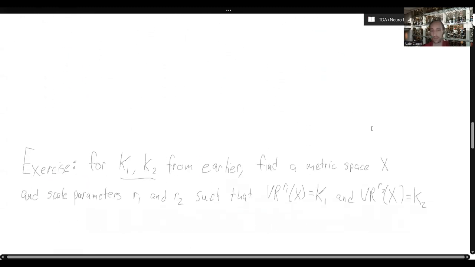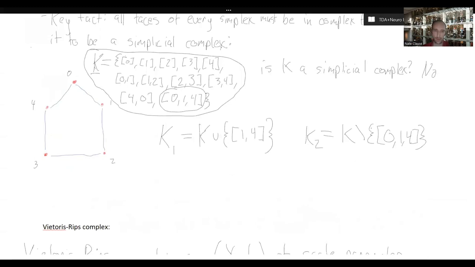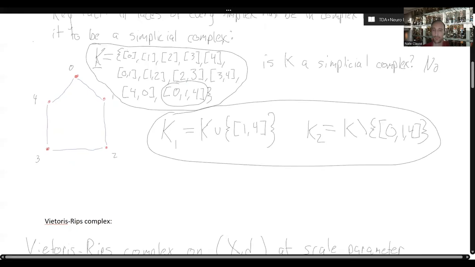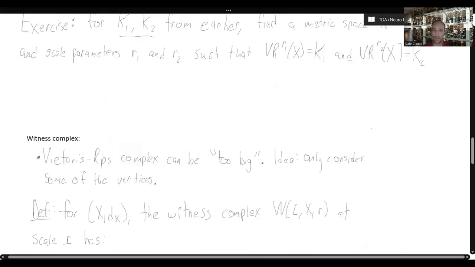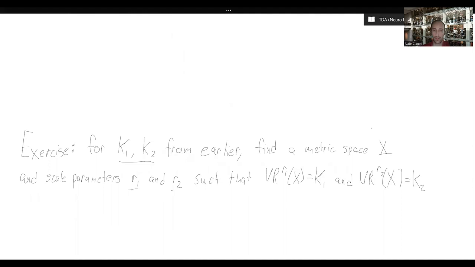As an exercise, for K1 and K2, the simplicial complexes from earlier, defined back here, try to define a metric space X, and scale parameters R1 and R2, such that the Vietoris-Rips complex of X at scale parameter R1 equals K1, and the Vietoris-Rips complex at scale parameter R2 equals K2.